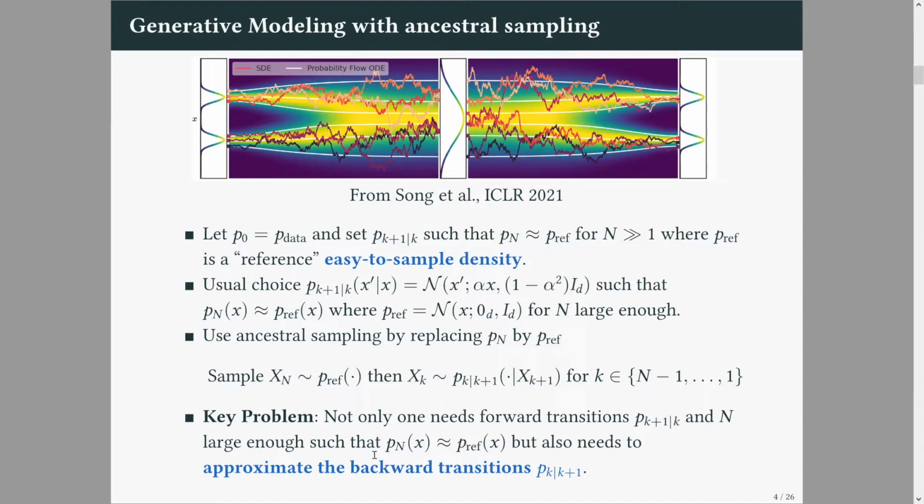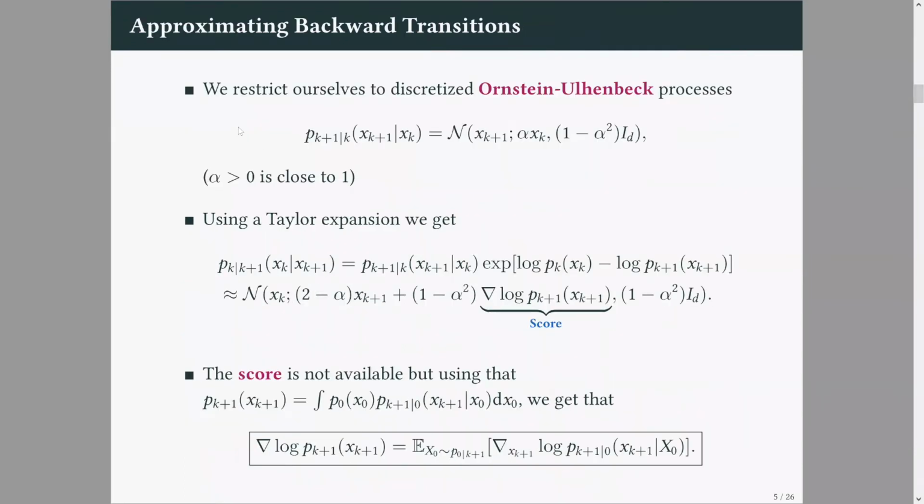But we still need to approximate those backward Markov transitions. How am I going to do that? Remember, we're working with forward transition kernels which are very simple. This is just an autoregressive Gaussian Markov transition kernel, and you can think of it as some kind of discretized Ornstein-Uhlenbeck process. Because you add noise very slowly, the autoregressive coefficient in your forward Markov transition kernel is very close to 1, actually, say 0.99.